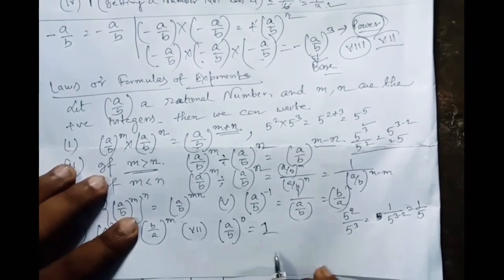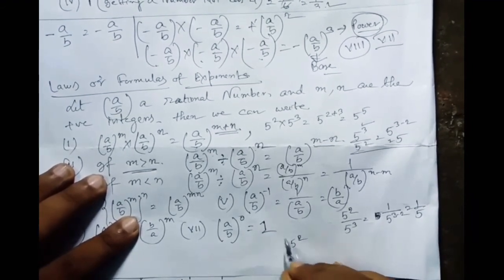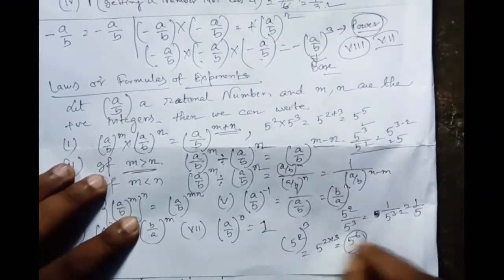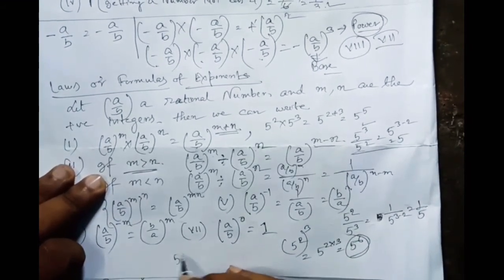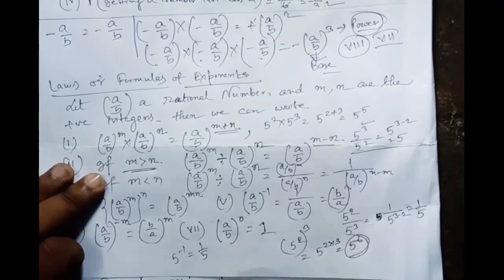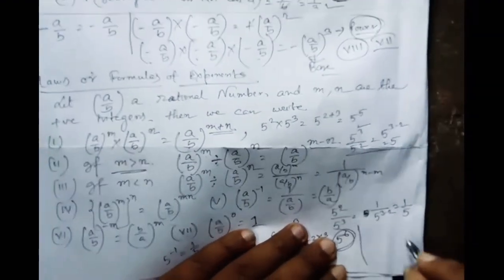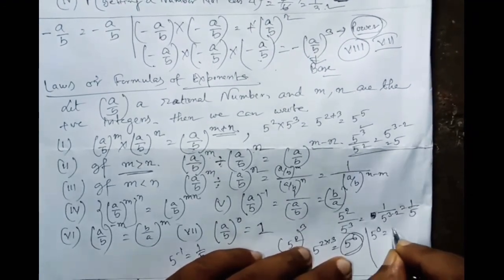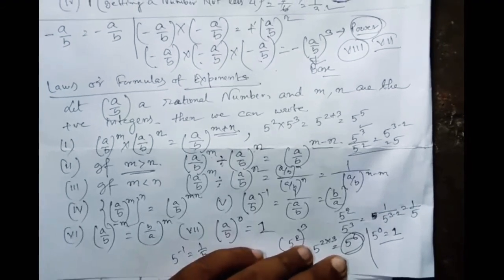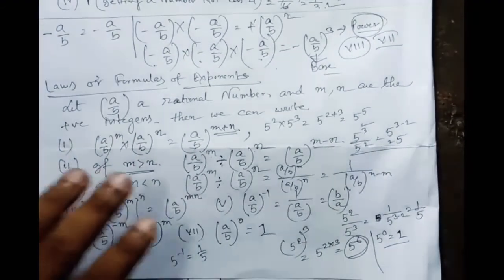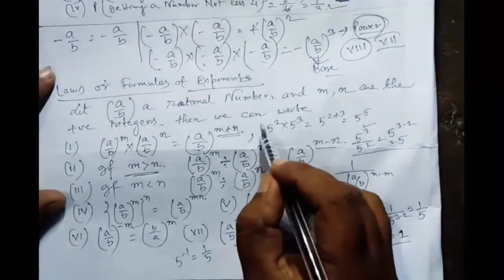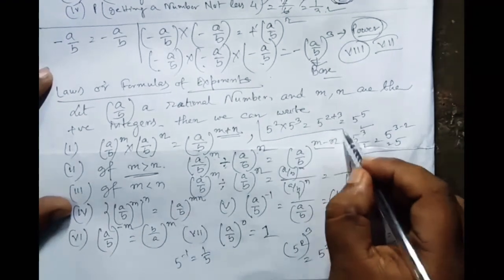Next, 5 to the power 2 whole to the power 3 should be written as 5 to the power 2 into 3, that is 5 to the power 6. 5 to the power minus 1 can be written as 1 by 5. Next, 5 to the power 0 can be written as 1. Understood? So these are the formulas of exponent and some examples that I have already given. Hope you are able to see it.